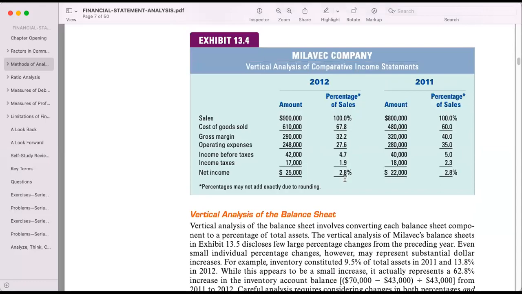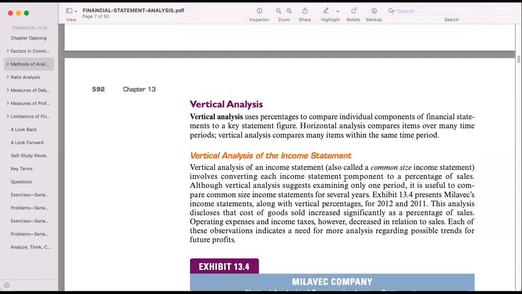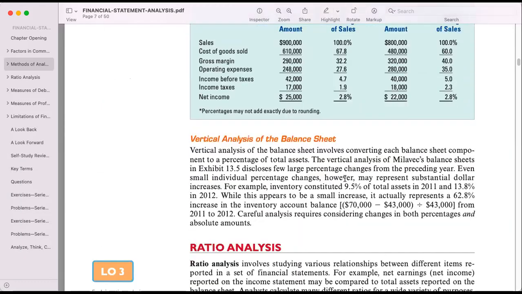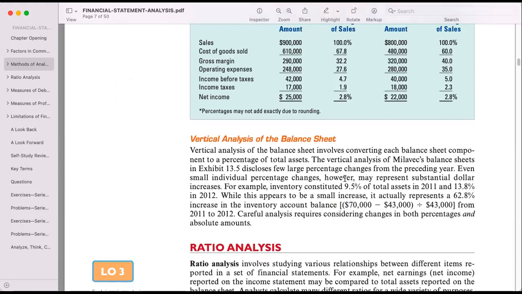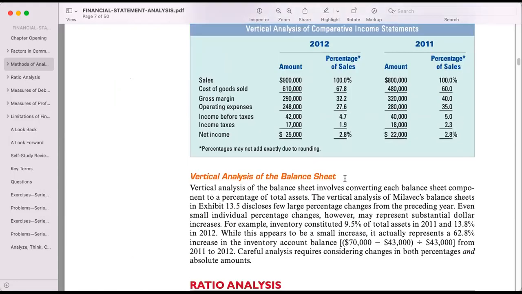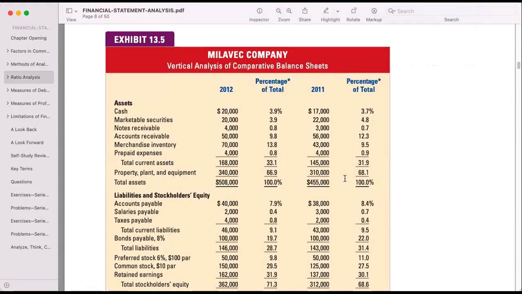Let's say, ito yung sa balance sheet. So, vertical analysis of a balance sheet involves converting each balance sheet component to a percentage of total assets. The vertical analysis of Melvich balance sheets in Exhibit 13.5 discloses few large percentage changes from the preceding year. So, ito yun, 13.5, ito yung vertical analysis sa comparative balance sheet.